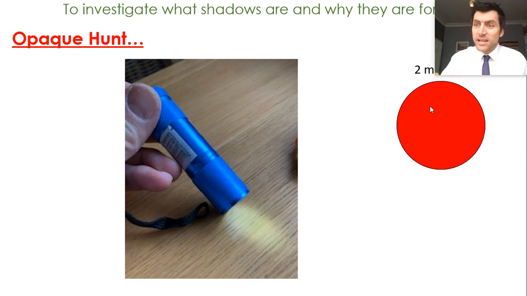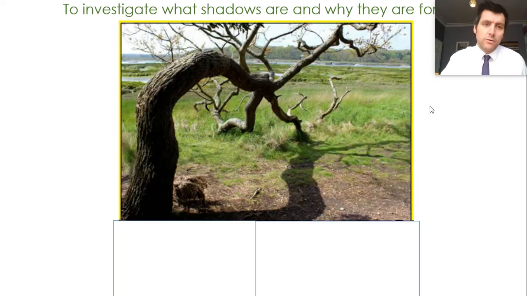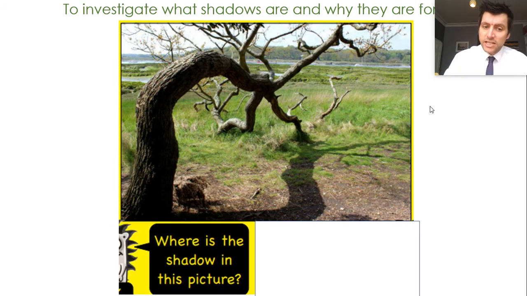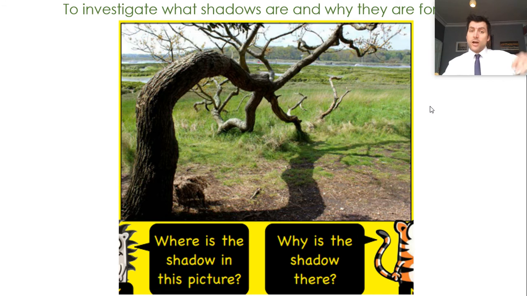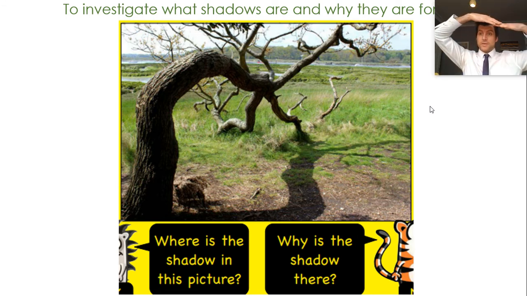Okay, so we've got an opaque hunt there. Well done if you beat my 6. I'm sure you did. Did you find 10? Now, shadows then are formed, aren't they? When there's an opaque object. Now, can you point to the shadow on the screen here? Okay, can you point to it? Yeah, it's not the tree. This tree is causing the shadow because the tree is an opaque object, and the opaque object is stopping the sun, the light source coming through to the ground.